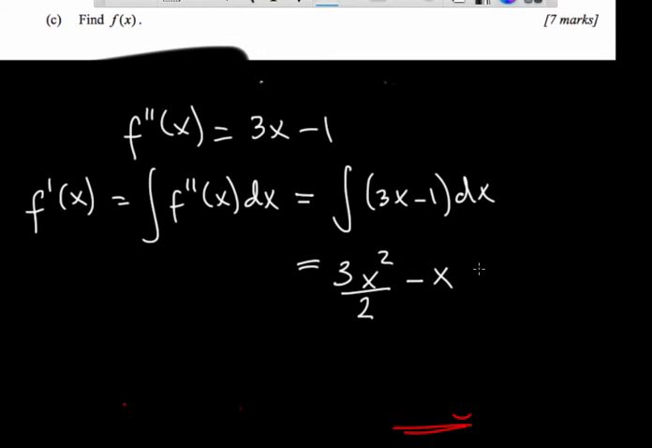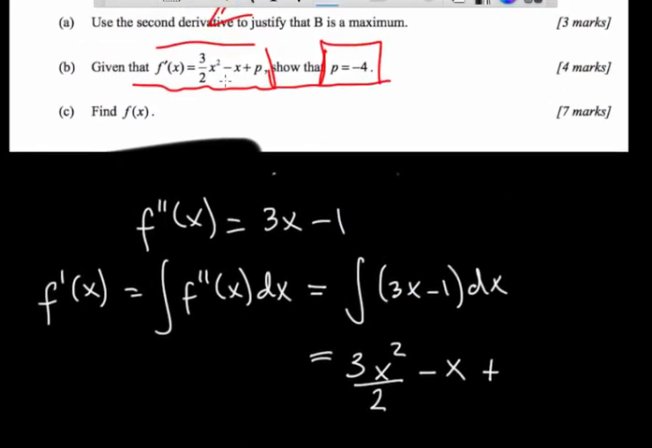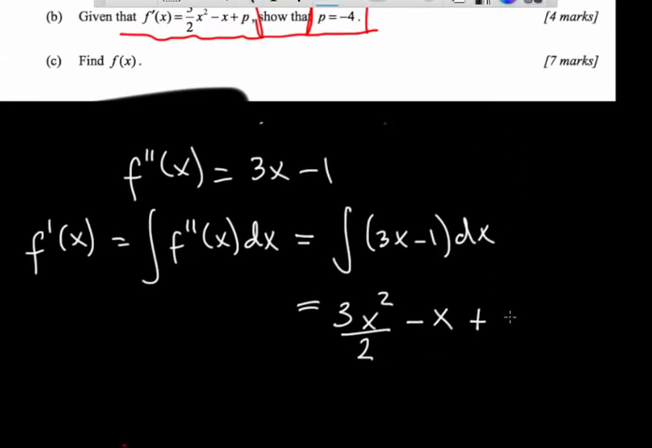Now, what am I missing? The integration constant, which normally we call c, right? But if we look at the question, we've got 3 over 2 x squared, that's looking good, minus x plus p. So they've actually given you a different letter for the c. Instead of using a c, you just use a different letter, which is a p, for the constant. And they ask us to show that p is minus 4.